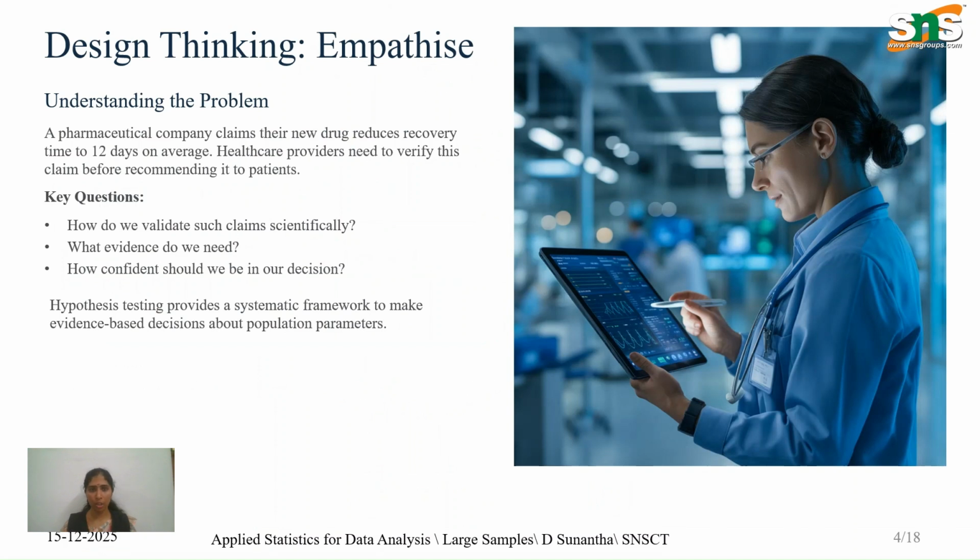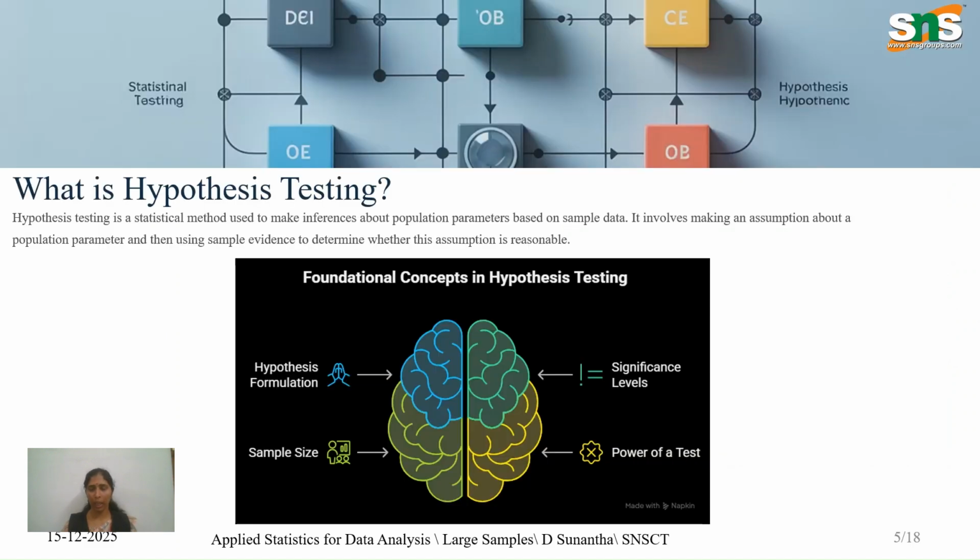Next is the evidence. What are all the evidence we need? Next is how confident should we be in our decision? So we are in need of hypothesis testing to study the pharmaceutical company's claim, that is their population parameter. So we can't test their drug on each and every person. Before that, we test on some. So we need to take a sample. We have to give the drug to them. If their claim is satisfied, then we can recommend it for others. So that is what the need is.